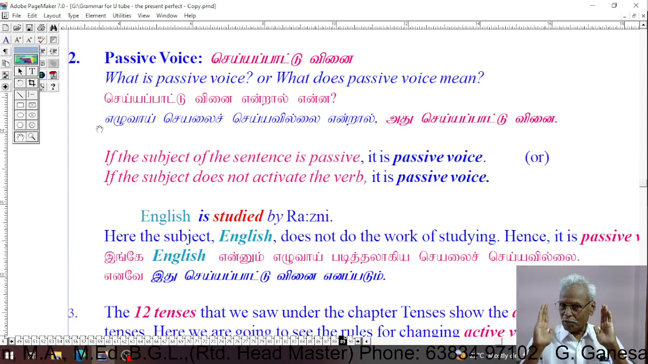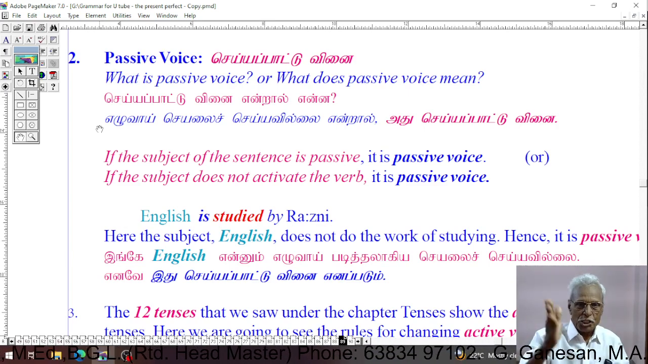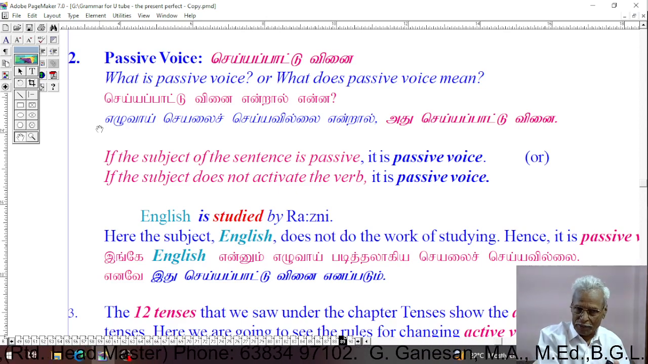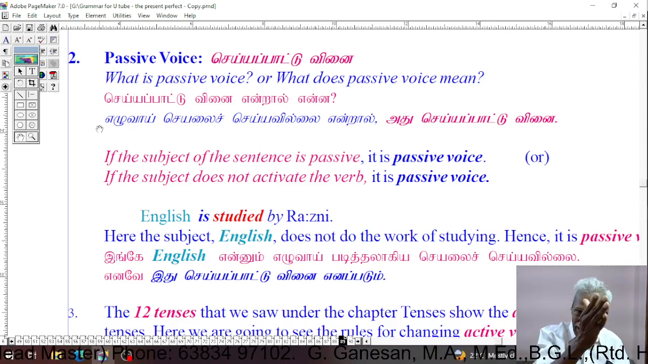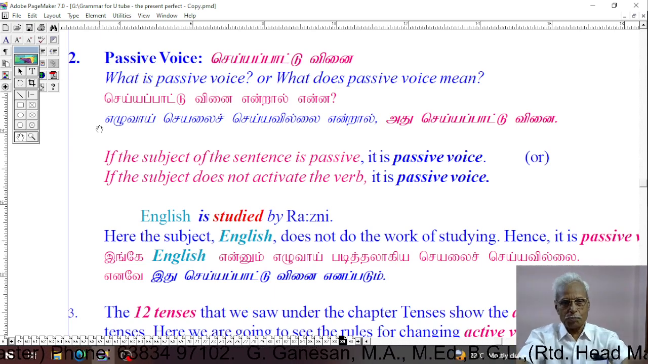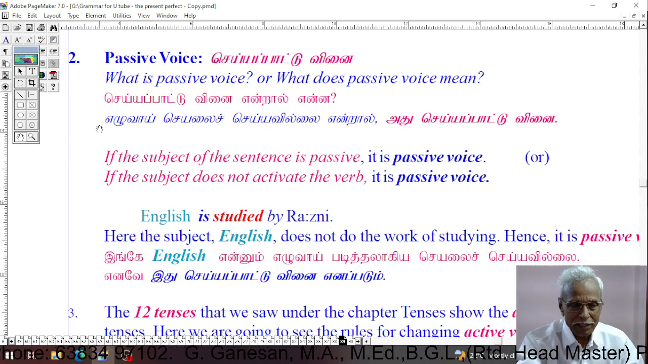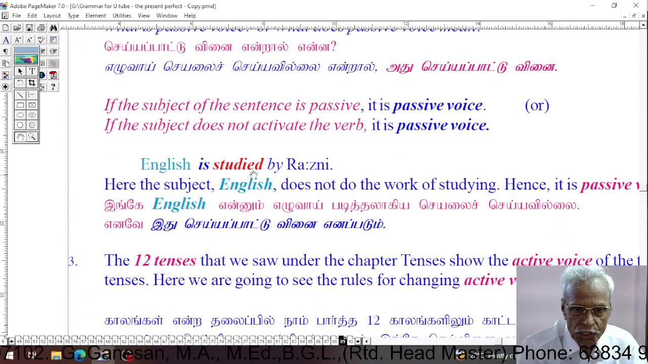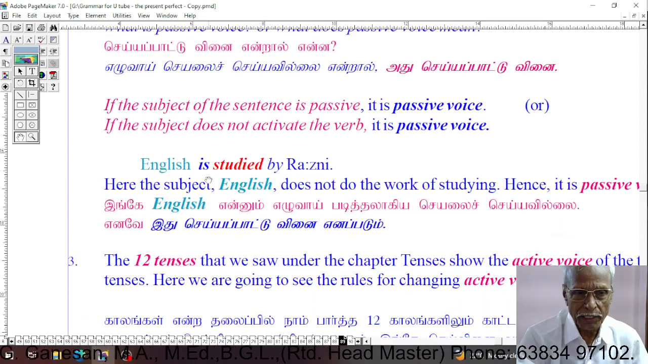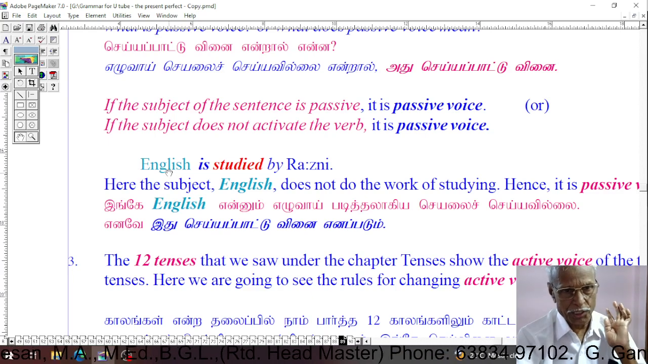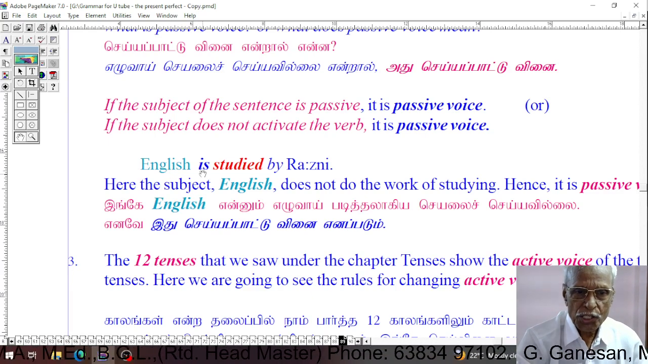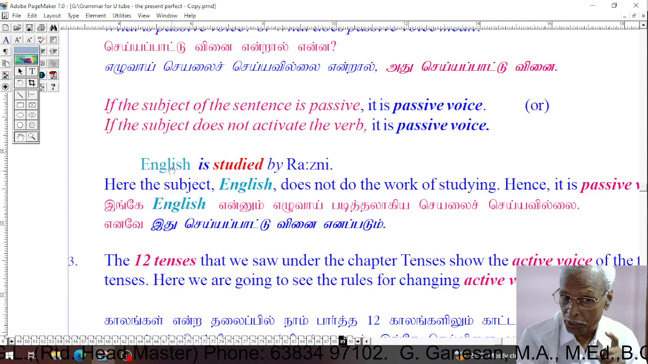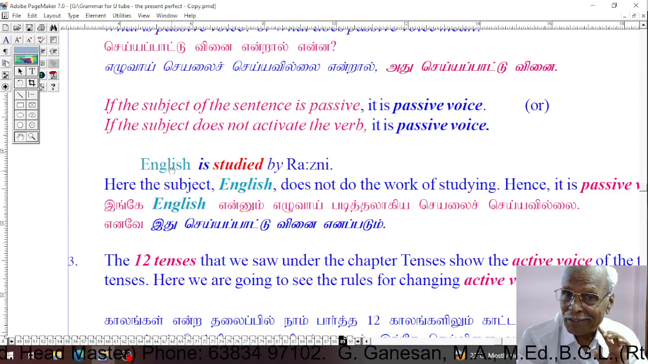If the subject of the sentence is passive, it is passive voice. Or if the subject of the sentence does not activate the verb, it is passive voice. Okay. Here the example is, English is studied by Ronnie. Here, English is the subject. Is studied is the verb. Here, the subject English is not active.